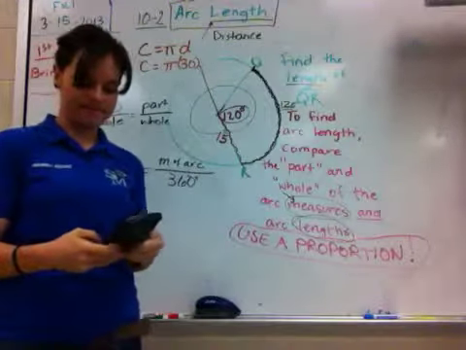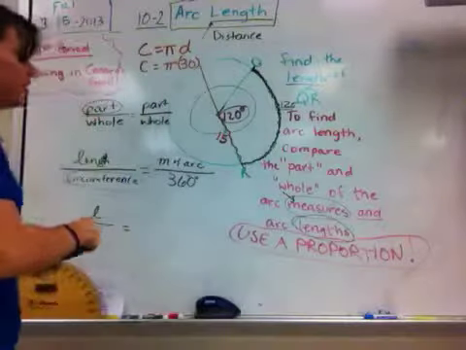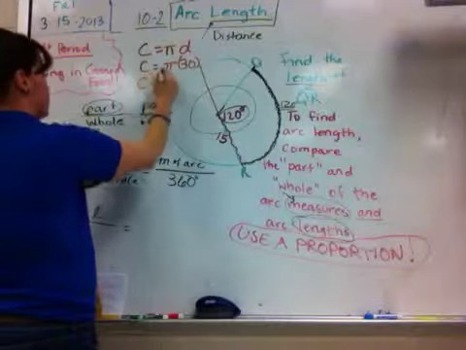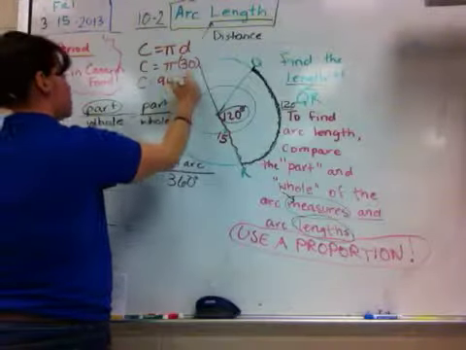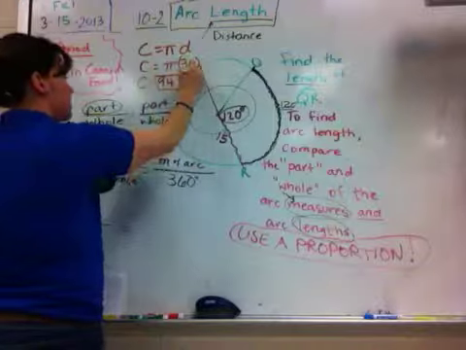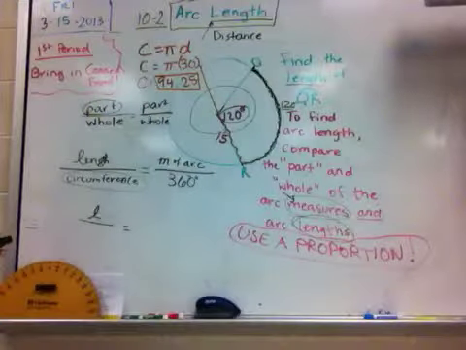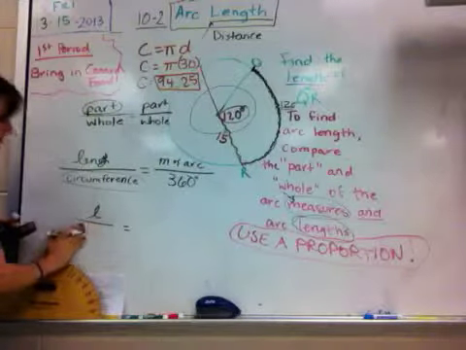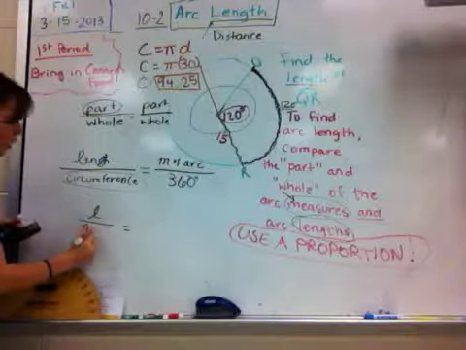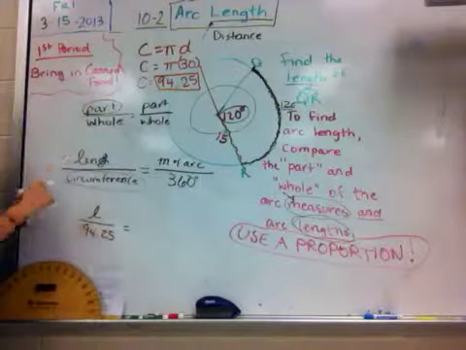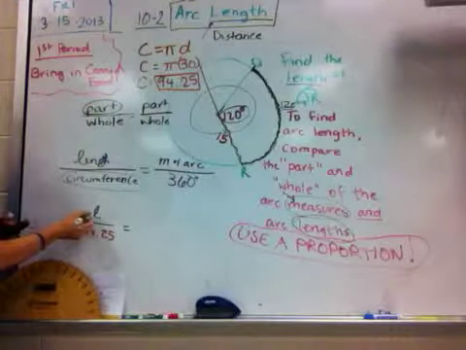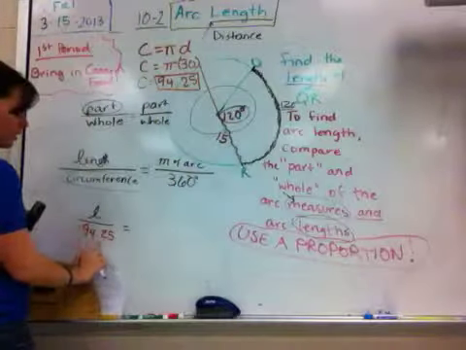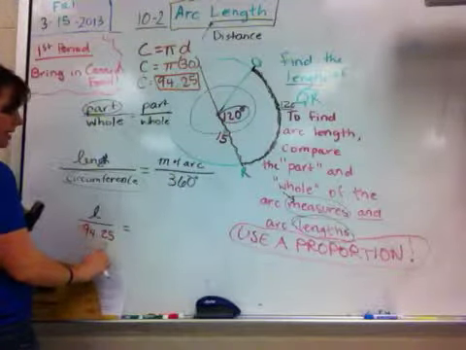Grab your calculator. 30 times pi, your decimal for circumference is 94.25 if you round it to 2 decimal places. Okay, so where can that go in my formula here? This is the whole distance around your circle. Okay, part is the thing we don't know. We want just this piece. Don't know it yet. The whole is your circumference all the way around, 94.25.